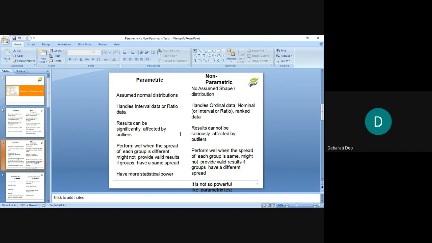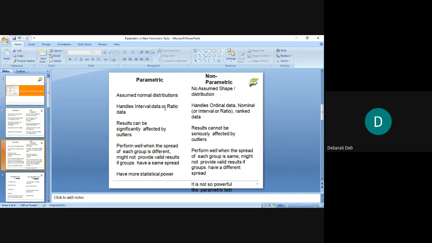Okay, while doing the test, I will show you what is normal distribution elaborately. Whereas in non-parametric test, there will be no assumed shape or distribution. Then parametric data, a parametric test, it handles interval data, ratio data. Last day I taught you how to collect interval data or ratio data. Now if you're collecting interval or ratio data, then you can apply the parametric tests.